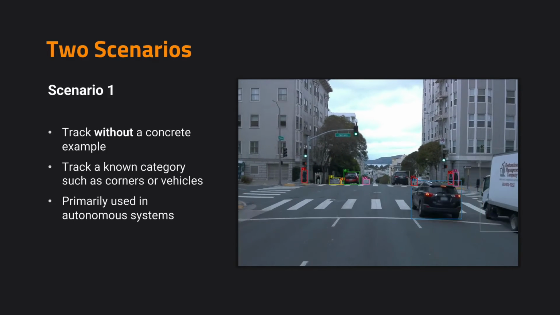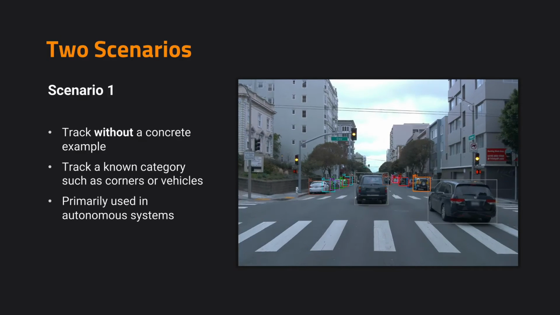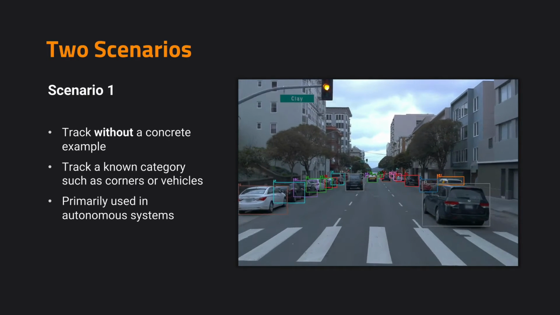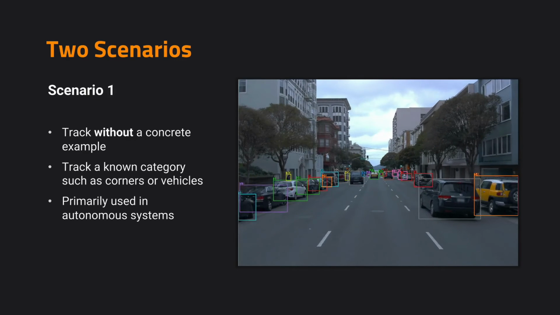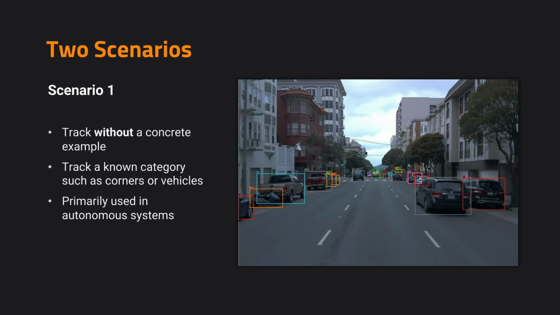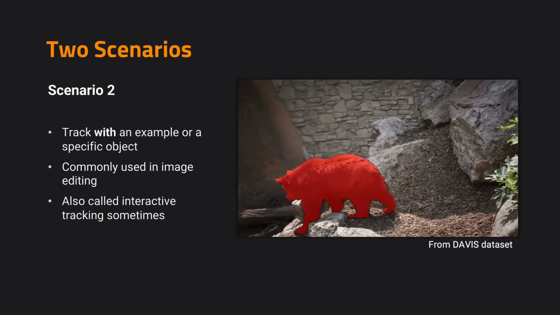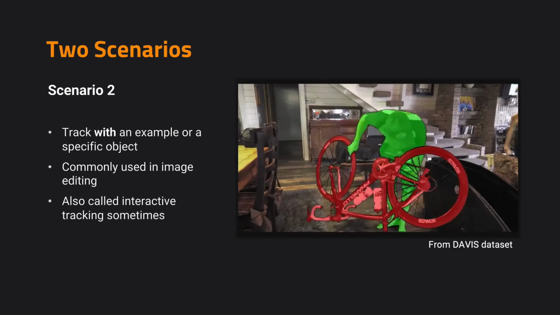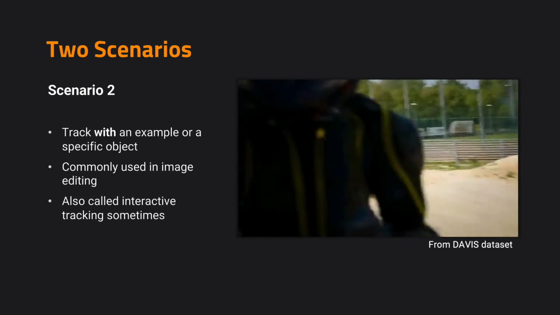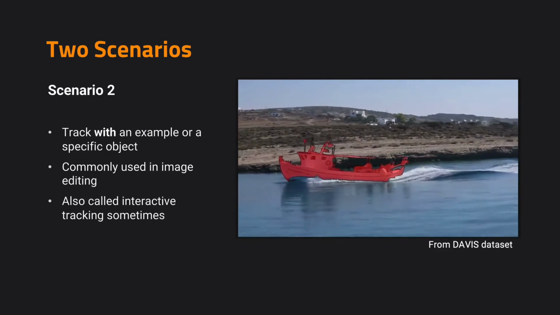And this scenario is primarily used in autonomous systems in complicated environments. For example, for self-driving cars, or for 3D reconstruction or 3D mapping to understand the whole 3D information for the scene. A second scenario is you may want to track a specific object, and this usually happens in image editing or in some interactive systems.